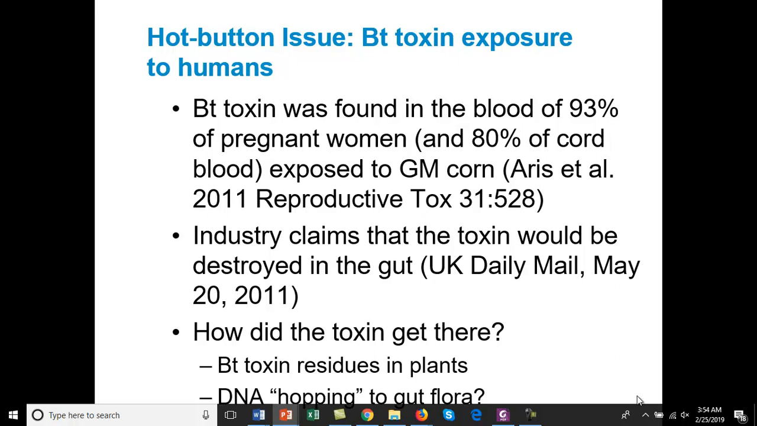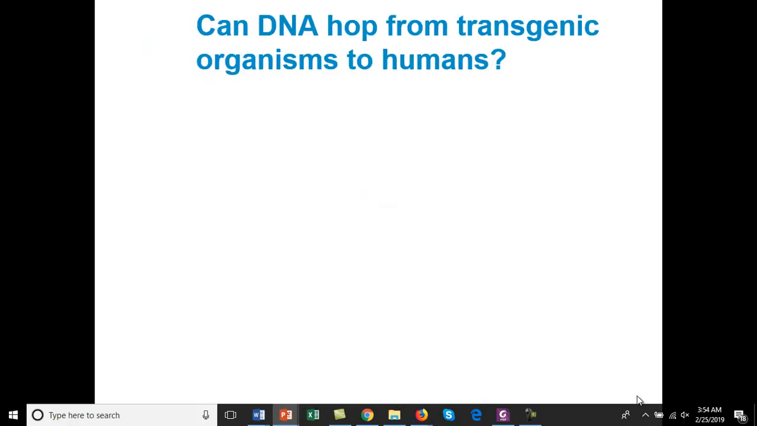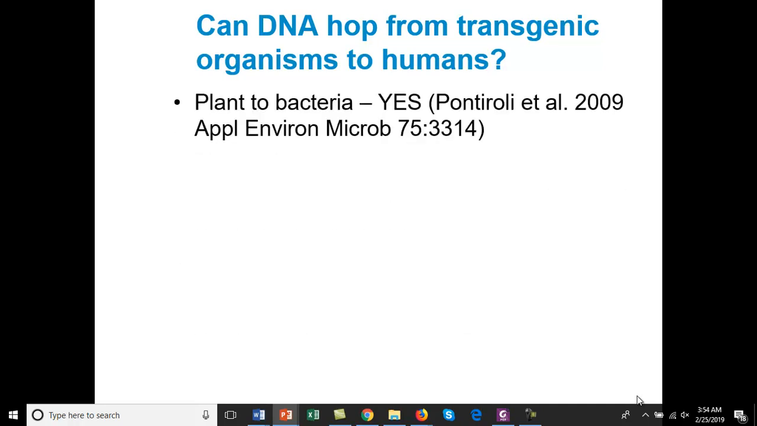And what happens is, when the DNA is exposed, when you chew food and you expose the DNA and it's being digested in your gut, DNA can hop to gut flora. This is called low-level horizontal gene transfer, and transgenes from plants have been shown to hop to your gut bacteria like E. coli. Okay, and so it has been established that plant to bacteria horizontal transfer of genes can occur. Pontaroli in 2009 established this.